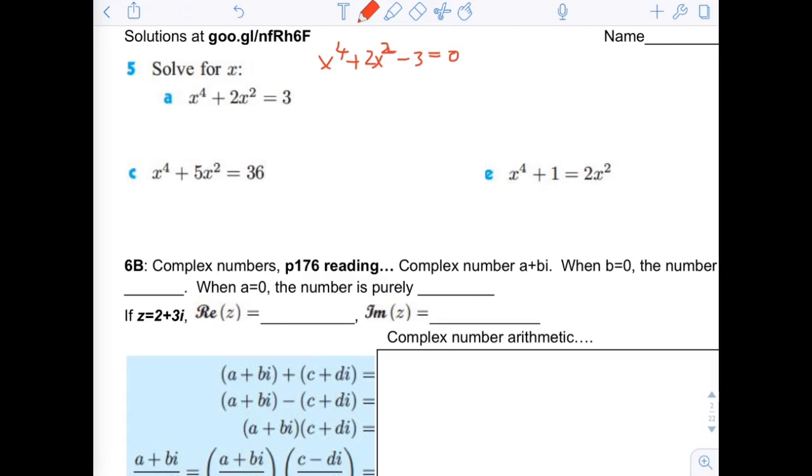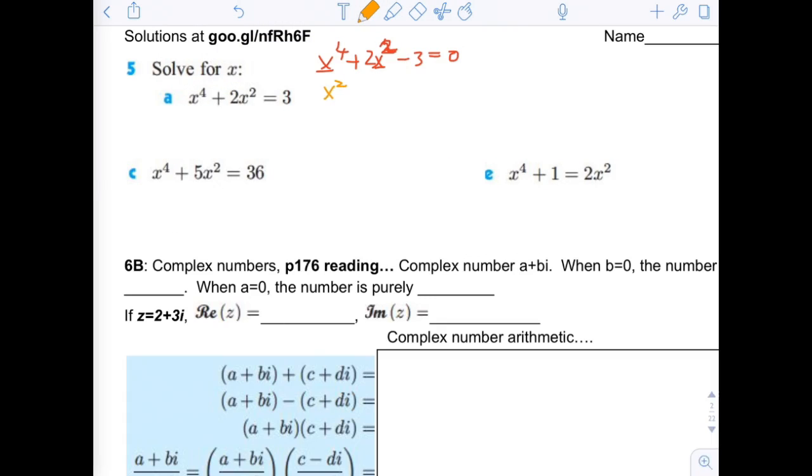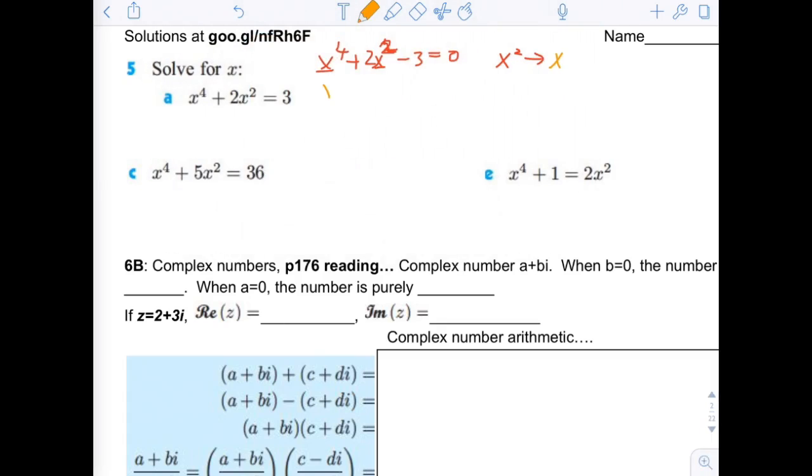And normally we can't factor this without a cumbersome process such as synthetic division, fundamental theorem of algebra. But here there's a little trick, right? This kind of looks like a quadratic. If instead of x to the fourth this was x squared, and this was x, then that would be a quadratic. So I'm going to change my red x to the fourth and x squared into an orange x. So this is going to be x squared, and this is going to be x.